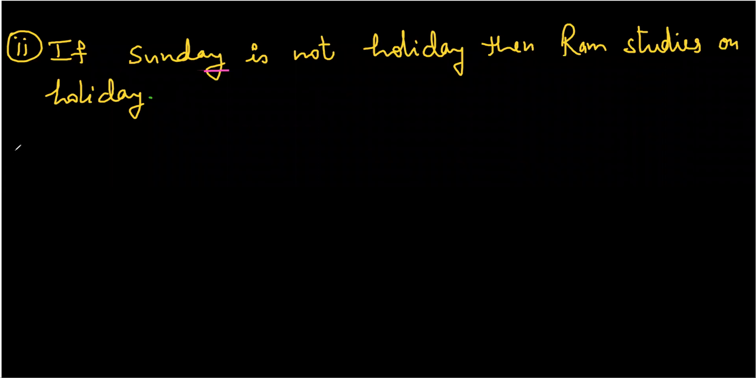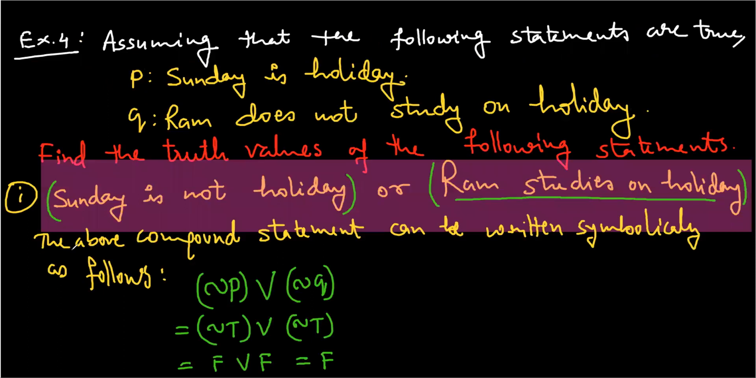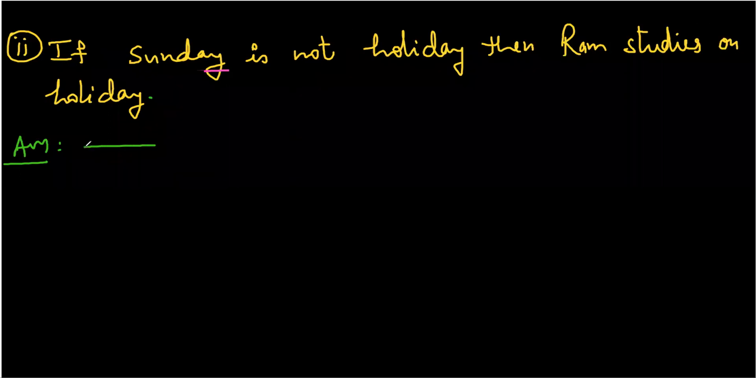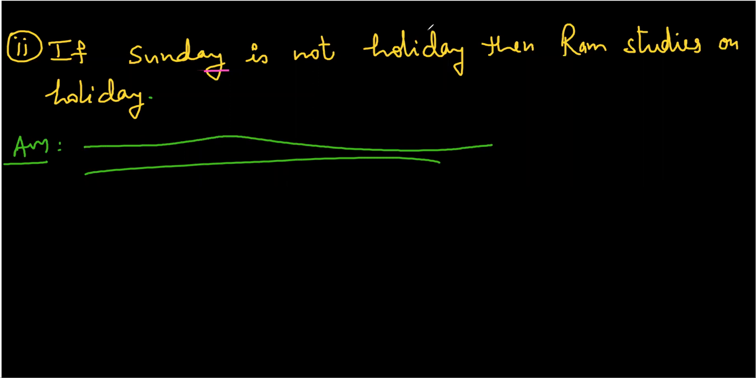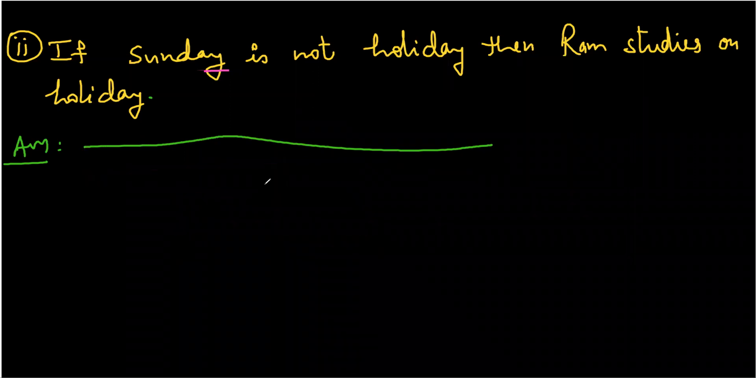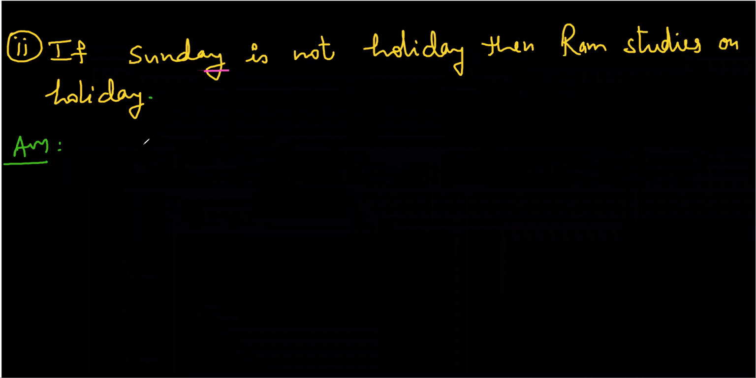So once again, my answer will begin. What will be the answer? I'm not going to write the statement once again. If you are writing, I would request you to write the statement. The above compound statement can be written symbolically as follows. So that part you will repeat here, and then you will write the symbolic representation here. Okay, so I'm not going to do that. I will write directly the symbolic representation.